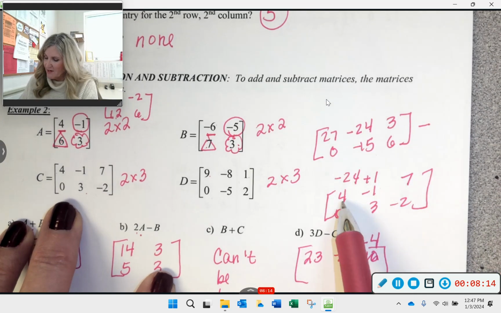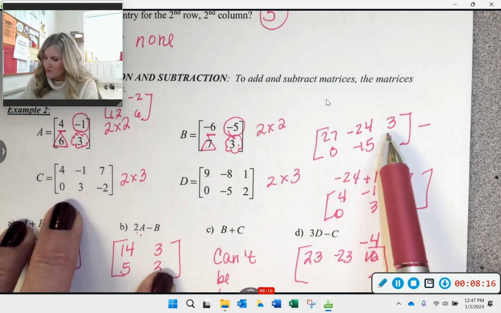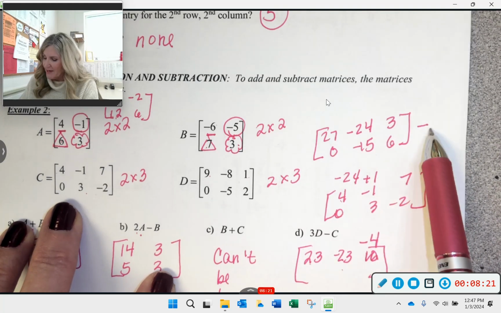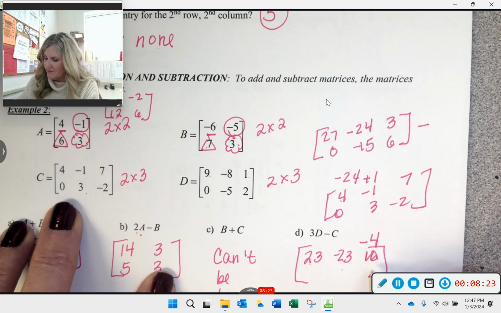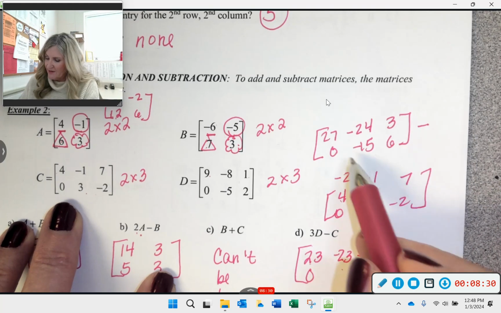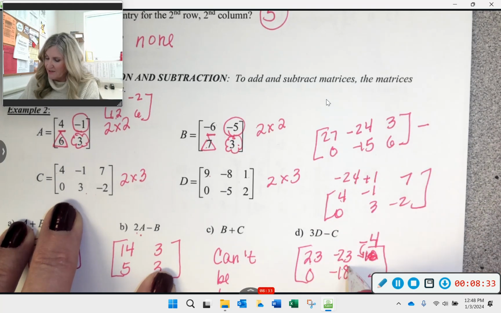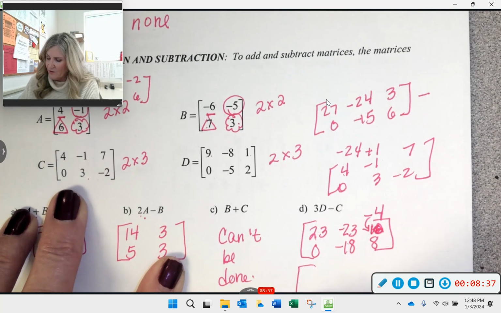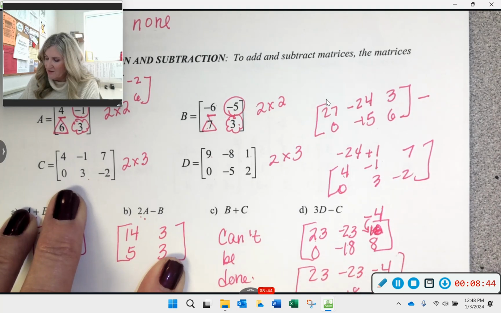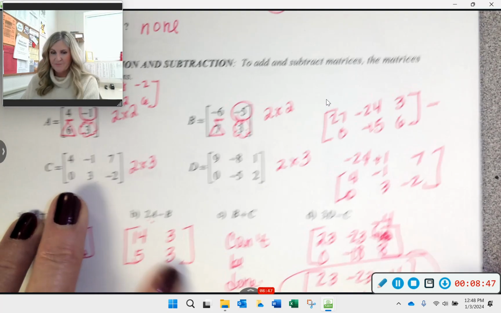So 27 minus 4, good. -24 minus -1, that was correct. 3 minus 7 should have been the -4, like we said. So -4 in there. And then we have 0 minus 0, -15 minus 3, and 6 minus -2. And again, we can use our calculator if we have some more complicated computations. We could use it to check.